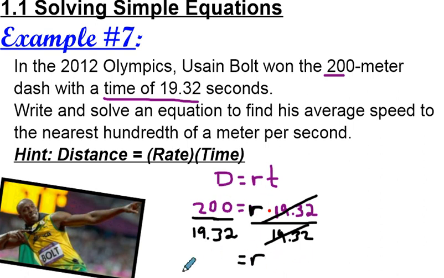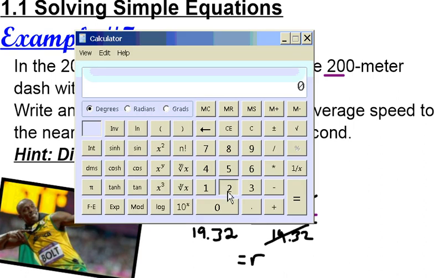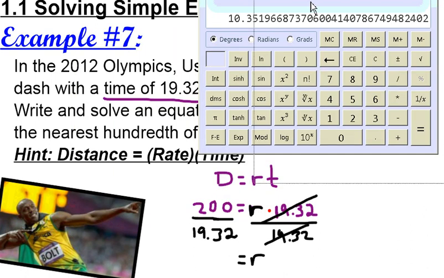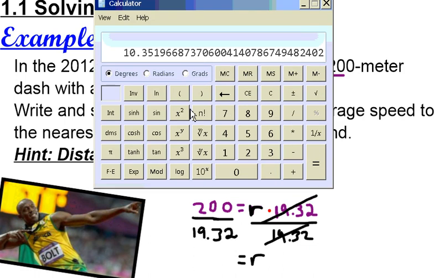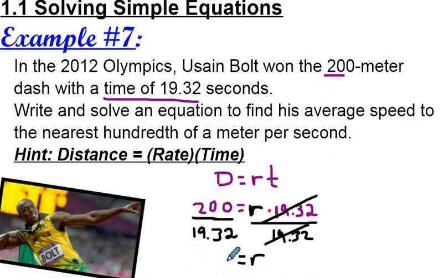And then 200 divided by 19.32, and that gives me about 10.35, and the directions do say round to the nearest hundredth, so 10.35 will be my answer. And this was an approximation, so I do need to indicate that using the approximately equal to symbol. And just like before, the conventional way of writing your answer is to put the variable on the left.